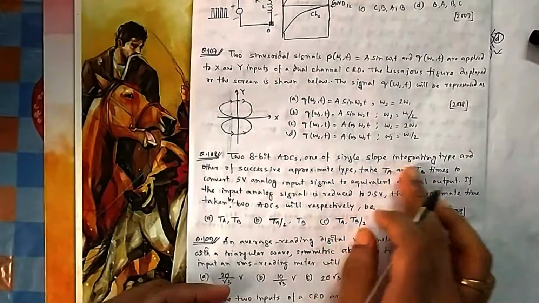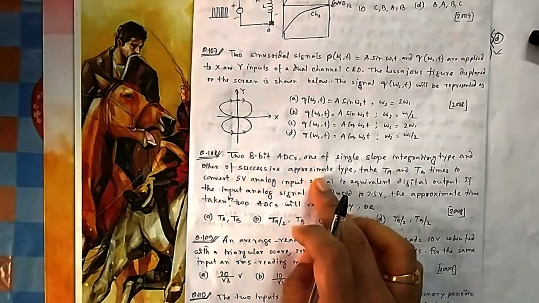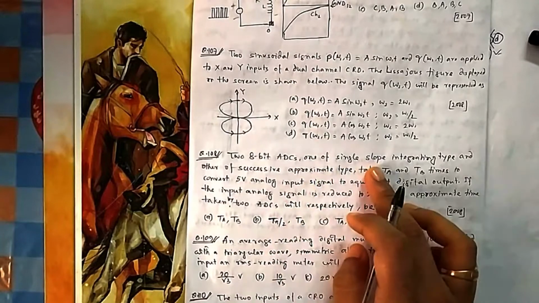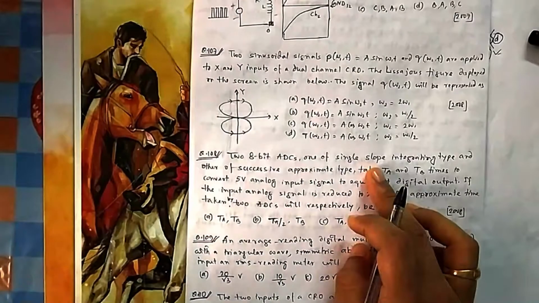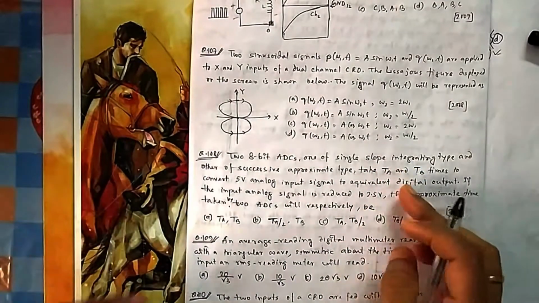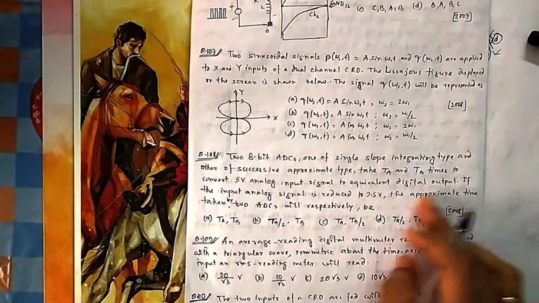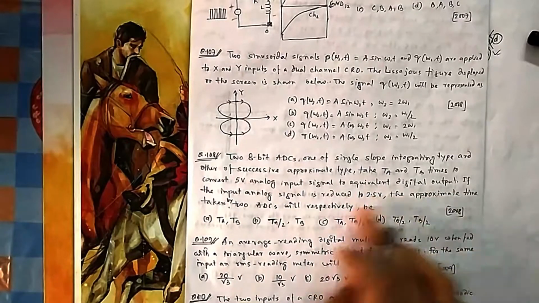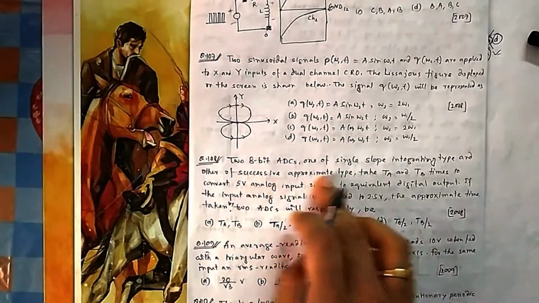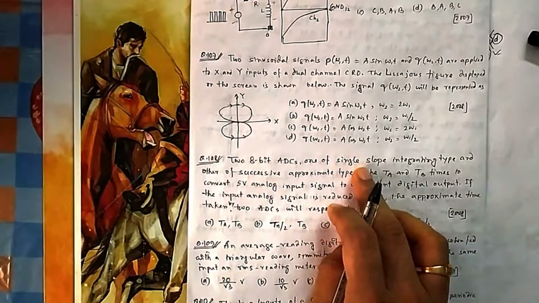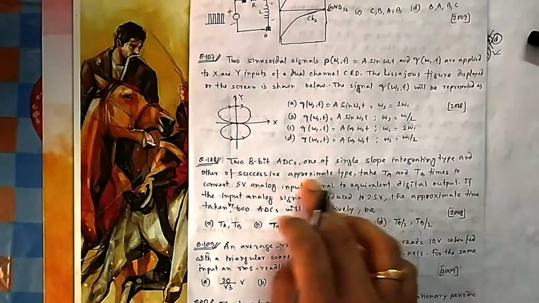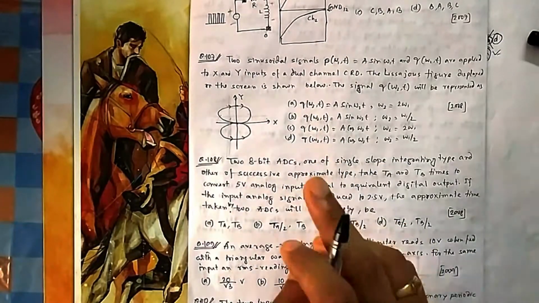So in question number 108, two 8-bit ADCs. One is single slope integrating, the other is successive approximation. One is SAR, one is dual slope, but they are considering only the single slope integrating type. They take TA and TB times to convert a 5 volt analog input to the equivalent digital output. If the input signal is reduced to 2.5, what is the time taken? This one we have explained, both dual slope and successive approximation SARs. I will give a link, you can check that out.